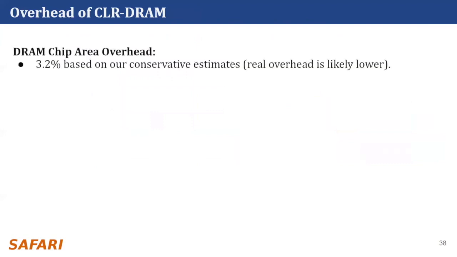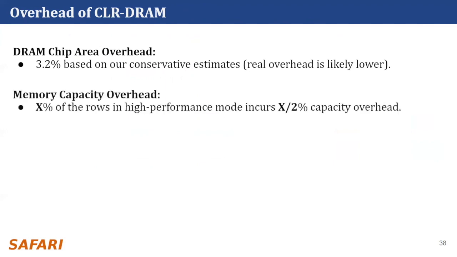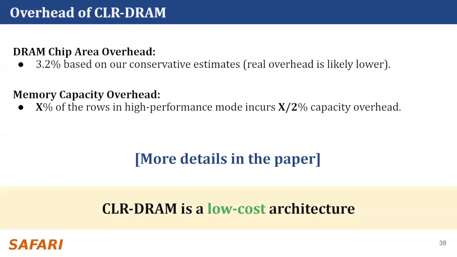We conservatively estimate CLR-DRAM to have a modest DRAM chip area overhead of 3.2%. Configuring rows to high-performance mode incurs memory capacity overhead. However, due to the flexible reconfigurability of CLR-DRAM, the user is free to find and dynamically determine a favorable operating point in the DRAM capacity-latency trade-off spectrum. We have more detailed overhead discussions in our paper. We conclude that CLR-DRAM is a low-cost DRAM architecture.